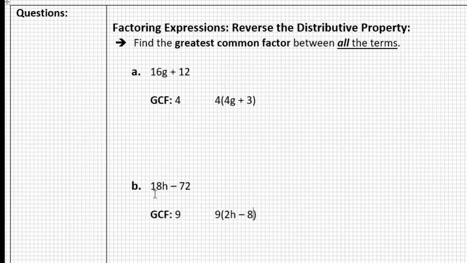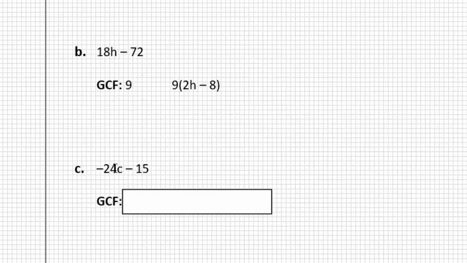So we took the expression 18h subtract 72, and we factored out a 9 and rewrote the expression as 9 times the quantity of 2h subtract 8 by using the reverse of the distributive property. And of course, you can always check it by using the distributive property, and you should come up with this original expression here. Alright, one more. Here is our last expression.